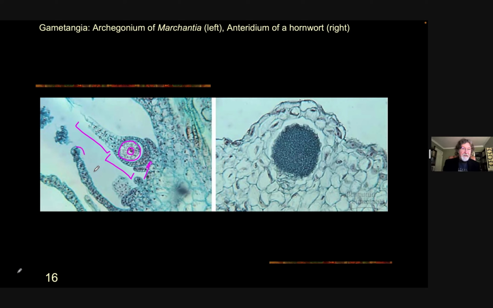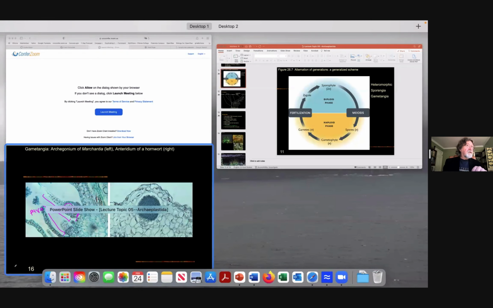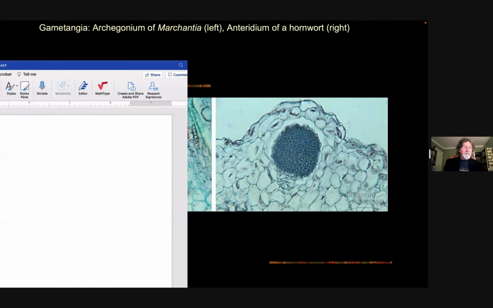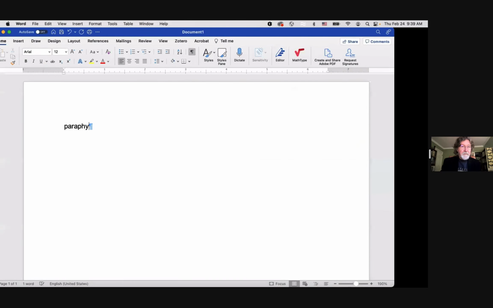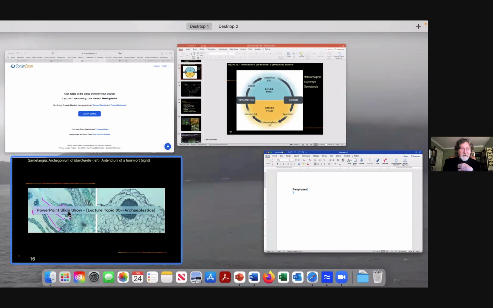This stuff over here, this is sterile sheath cells called paraphyses. So in the lab manual or in the lab exercise, I have that word. In fact, it's going to be easier for me to write it. Okay, so those sterile jacket cells, they're there for protection. They just protect the archegonium, and they're called paraphyses. They're not involved in reproduction, just protection.